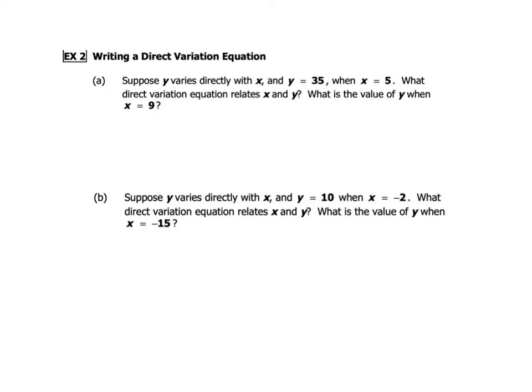The next thing we're going to do is write a direct variation equation. I know this looks like a story problem, but it's really not that bad. Suppose y varies directly with x and y equals 35 when x equals 5. What direct variation equation relates x and y? And what is the value of y when x is 9? First, we start out with our direct variation equation. We're going to write it y equals kx.